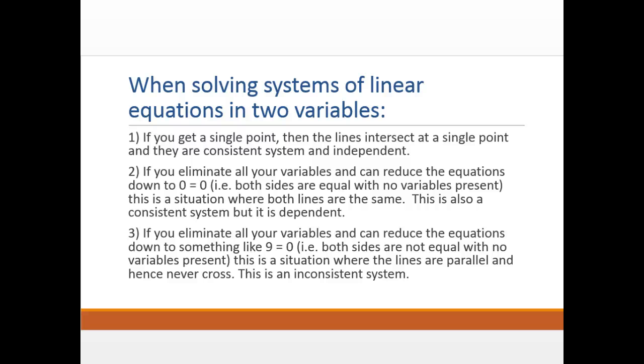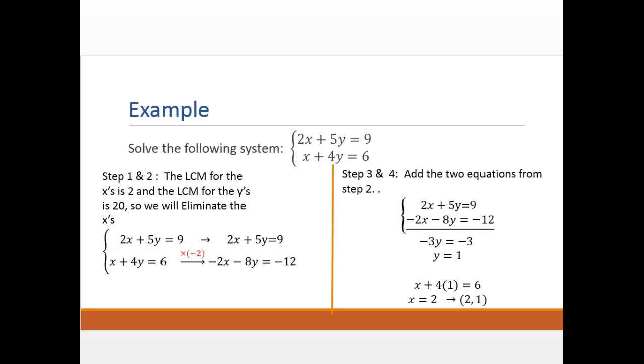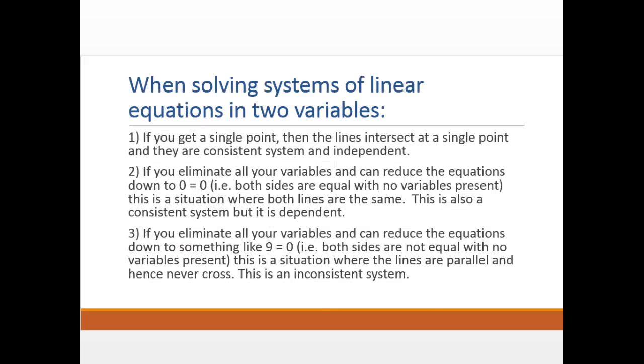So let's say it's solving systems of linear equations in two variables. What we're going to do is get a single point. Let's look at what happens with our solutions. We're going to wind up with different situations. Over here we got single points when we got answers. This told us that when we had single points, it was a consistent system and it was independent.